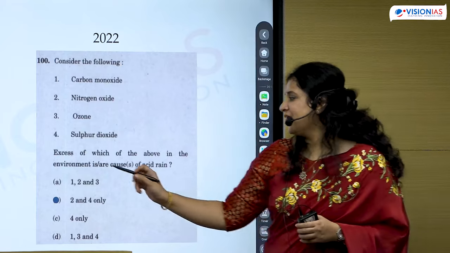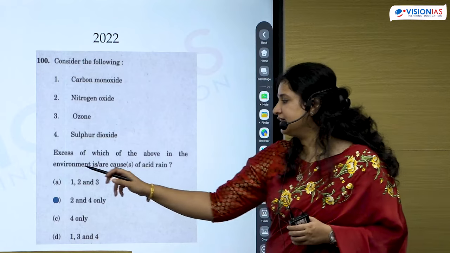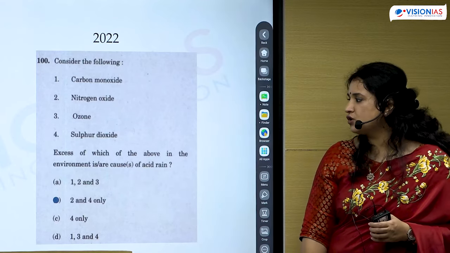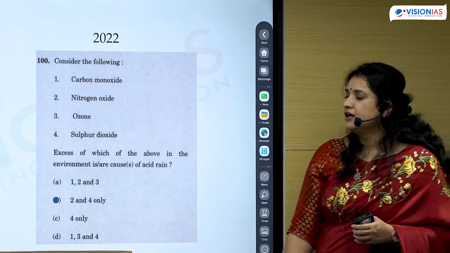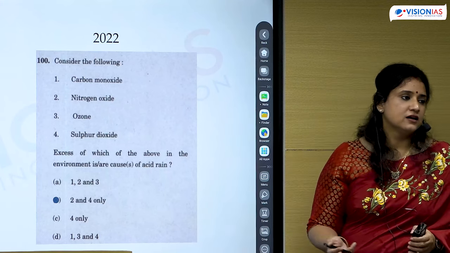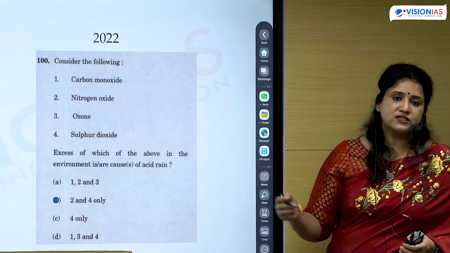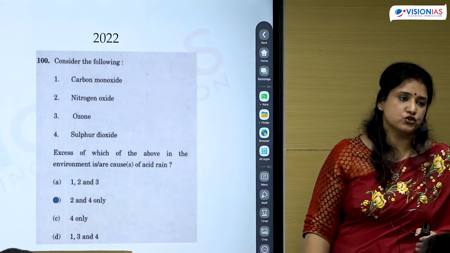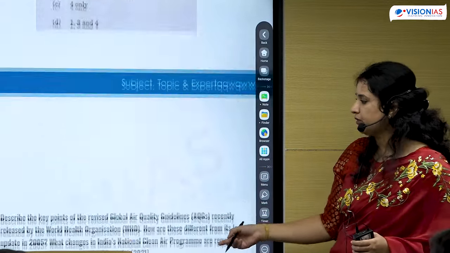Okay, all right. Excess of which of the above in the environment is or are causes of acid rain? So acid rain is caused by oxides of sulfur and nitrogen. All right? Okay.